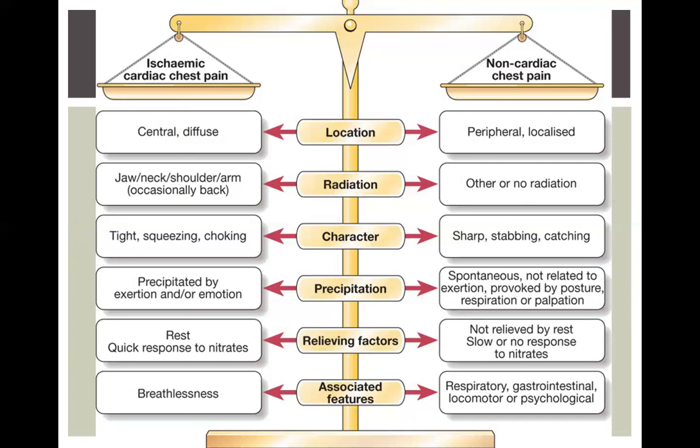Relieving factors include rest and quick response to nitrates in ischemia, while in non-ischemic pain, there is no relief by rest, a slow or no response to nitrates, particularly for the esophageal spasm, there is a slow response, and no response when there is musculoskeletal chest pain. Associated features are breathlessness in ischemia, while in non-cardiac pain, respiratory, gastrointestinal, locomotor, or psychological features might be present, suggesting non-cardiac chest pain.